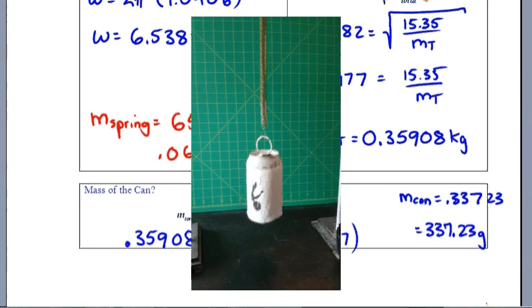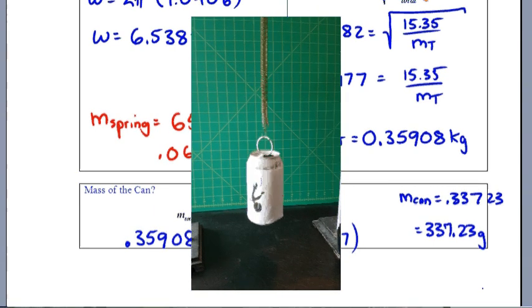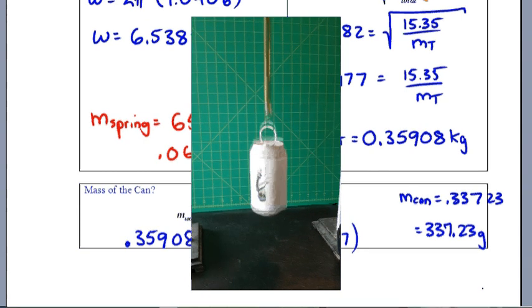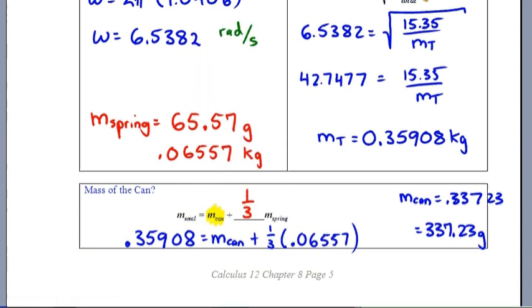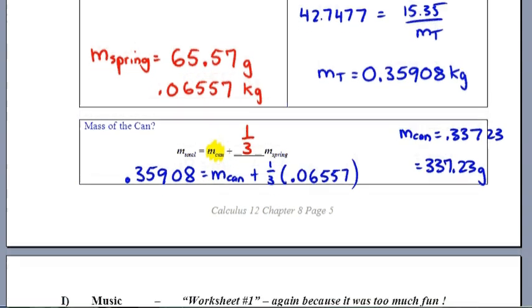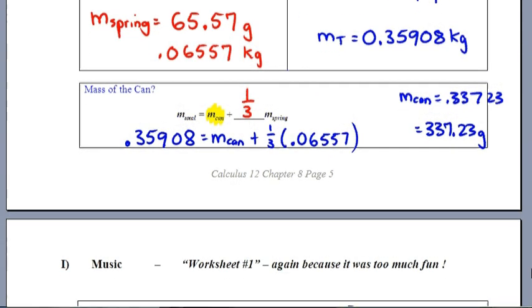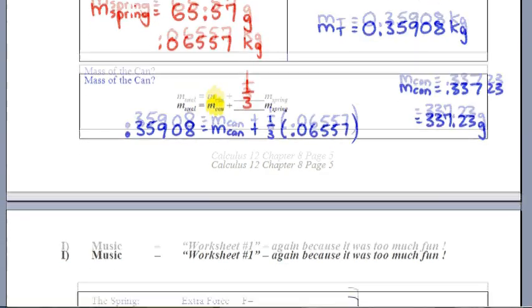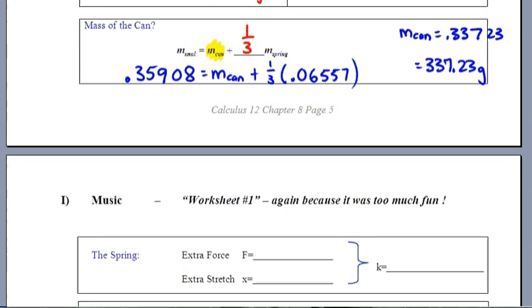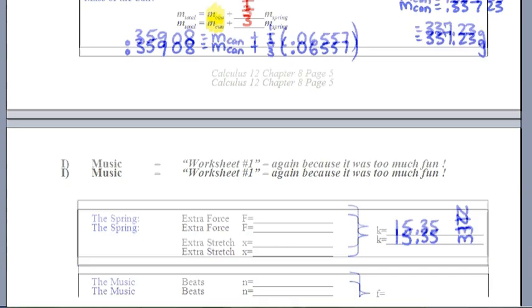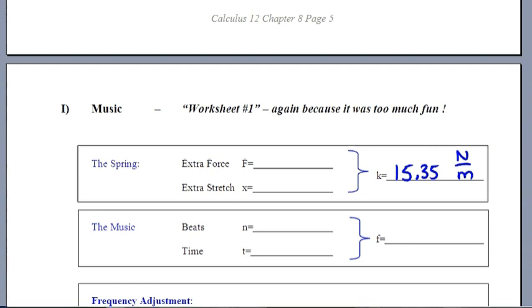All right, so that works so well that I think we should do it again. Just for fun, we're going to do it one more time because it's just too cool. One more time, same spring constant. Okay, that's not going to change. 15.35 newtons per meter, but a new song. I'm not going to tell you what the song was. I'll show you in a second.